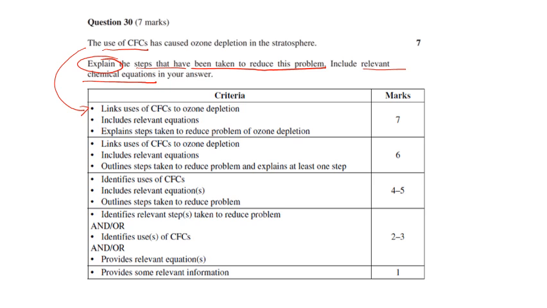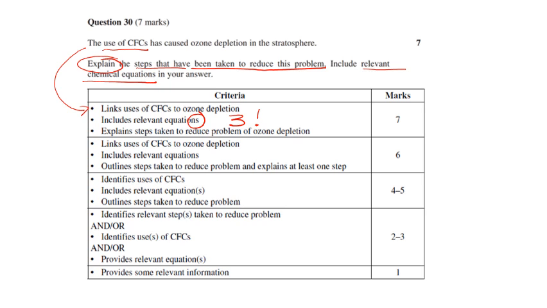Okay, now there was a couple of important things to take into account with this. First thing, it says include relevant equations. When it says equations, and it is a 7-mark question, this one required 3 equations. If you only put in 2 equations, maximum they could possibly give you is 5 marks. So hopefully that's clear to you. You needed to make sure for 7 marks you actually included extra of those.